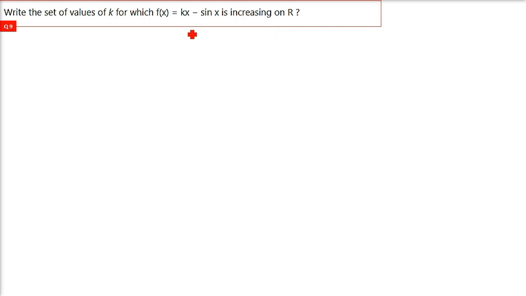on R. So increasing means what? It should be greater than 0. What should be greater than 0? The differentiation should be greater than 0. f'(x) should be greater than 0. So first of all, we are going to find the differentiation here. The differentiation of kx is k. The differentiation of sin x is cos x. So k - cos x, this is what we got.